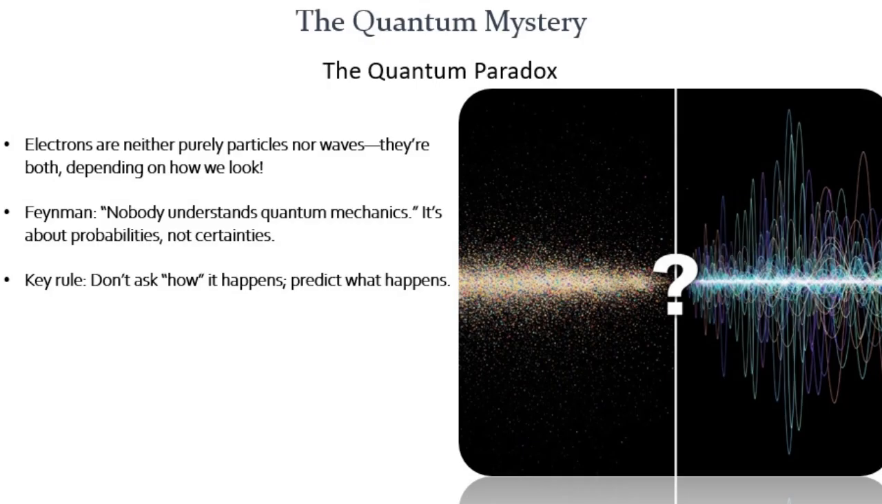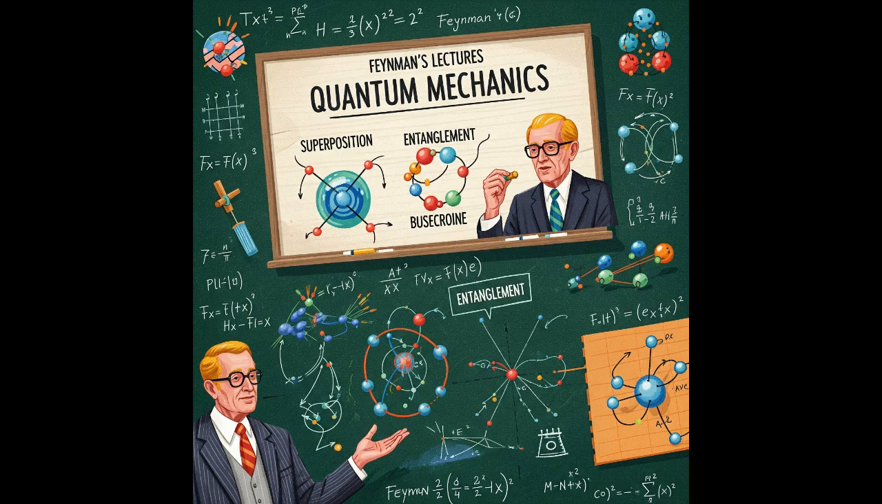Here's the paradox. Electrons are neither just particles nor waves, they're both, depending on how we look. Feynman famously said, "Nobody understands quantum mechanics. It's about probabilities, not certainties. So don't ask how. Just predict what happens." Quantum's weird, and that's okay.